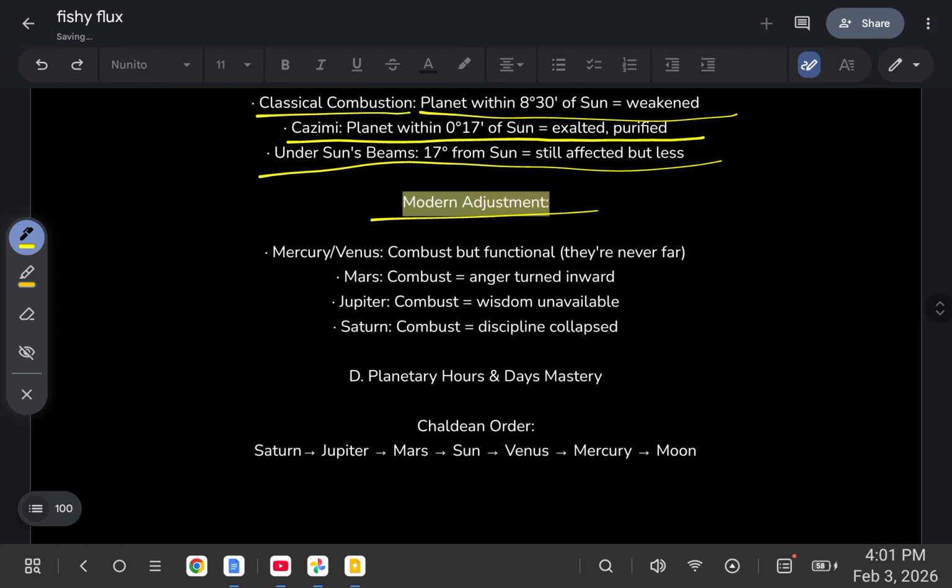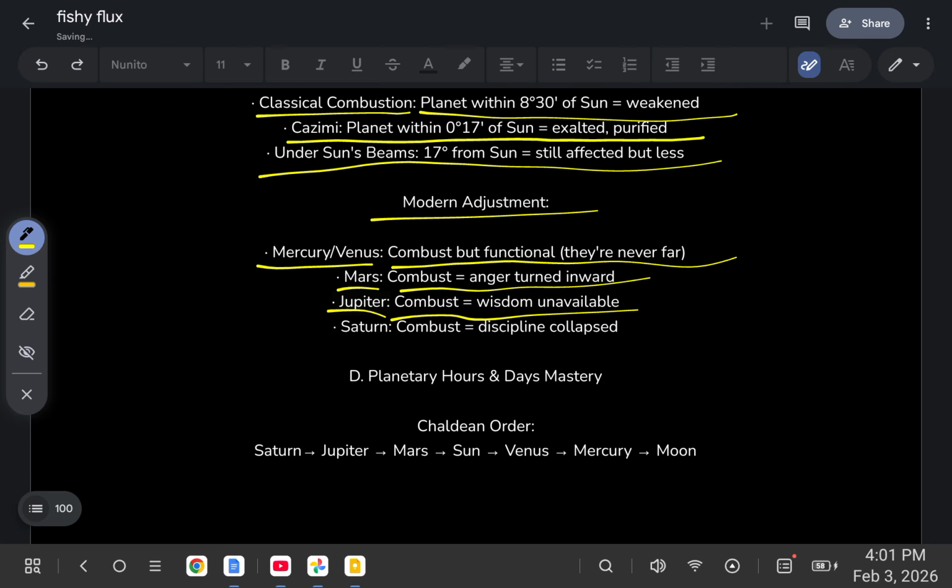Here's the modern adjustment. Mercury and Venus, combust but functional. They're never very far from the Sun. Mars, combust equals anger turned inward. Jupiter, combust equals wisdom unavailable. Saturn, combust equals discipline collapsed. Let's look at our planetary hours and days as mastery.